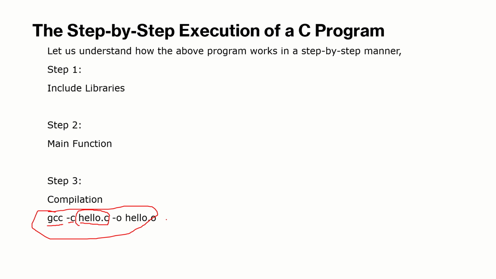If the C program does not have any error, fine. If it contains errors, they will be displayed on the command prompt. For example, if you forget to put the semicolon at the end of the printf, then it will give an error like expected semicolon before return. If we make any syntax error, the compiler will display the syntax error on the command prompt.